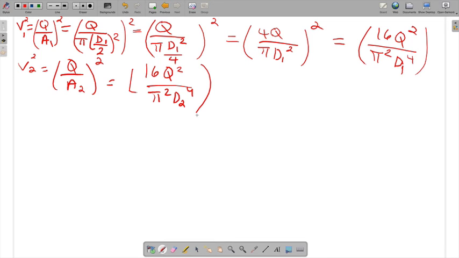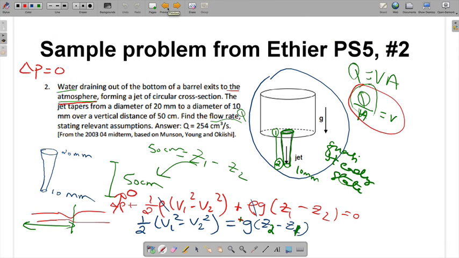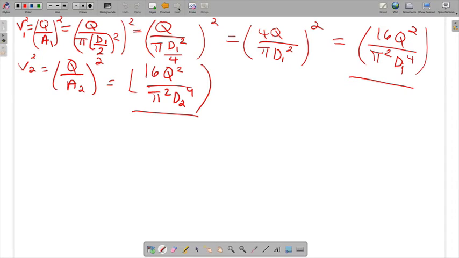Okay, so if you plug all of this stuff in, the 16q squared over pi squared d2 to the 4th for V2, and a similar thing for V1 up here, we plug this in for V1, plug this in for V2 into our equation for Bernoulli's right here. So now we have these two terms. We already know that's 50, and that's just gravity, right? So it's just rearranging. What we need to do is solve for this Q, so we're going to set it up for how the Q would look.